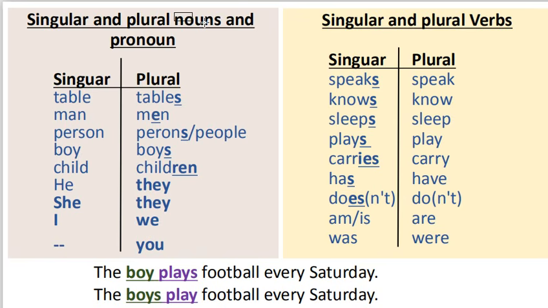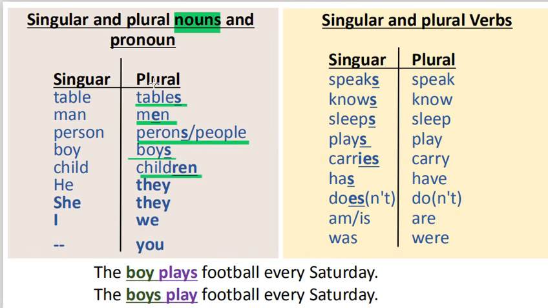The first one is table, that is singular, and the plural is tables, with the addition of S in the spelling. Man, that is singular, then the plural of man is men. Person, that is singular. The plural of person is persons or people. Boy, that is singular. The plural of boy is boys. I know that you know all of this, and that is why I'm giving just very few examples. Child, singular. The plural of child is children.